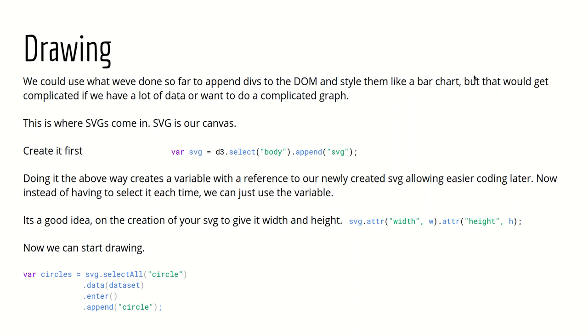Doing it the above way creates a variable with a reference to our newly created SVG, allowing easier coding later. Now instead of having to select it each time, we can just use the variable. We don't have to go and look in our DOM every time and select it. We can just use the svg variable. It's a good idea on creation of your SVG to give it a width and a height. So you can use the attr function to add attributes to your SVG.